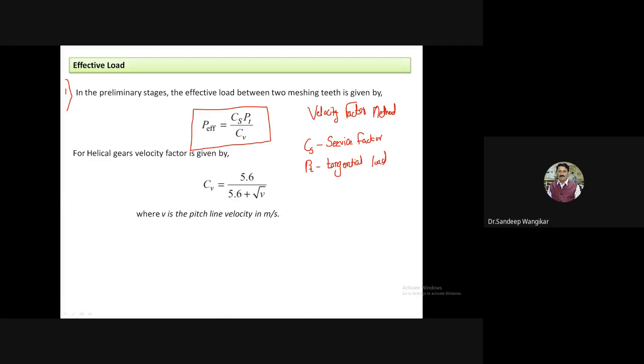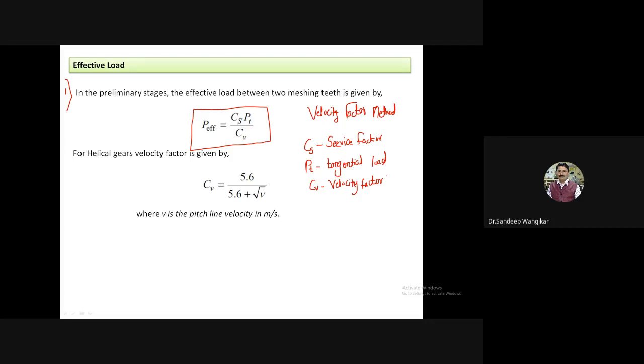And CV is the velocity factor. CV stands for the velocity factor. So in this case, now in spur gear, there were three formulas to find out this particular CV value. The CV value is calculated by three different formulas.